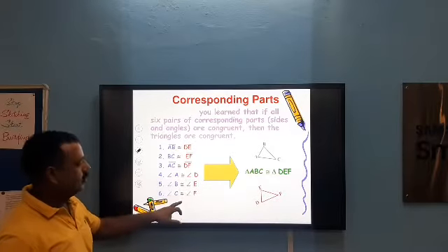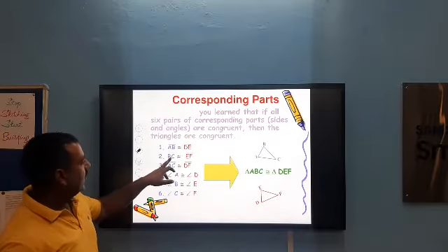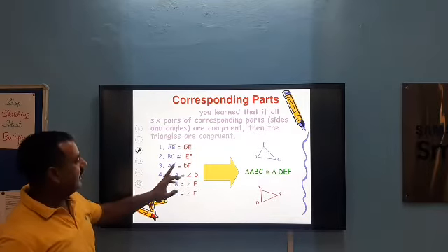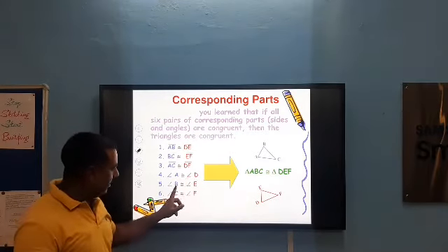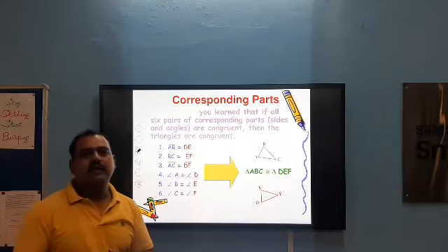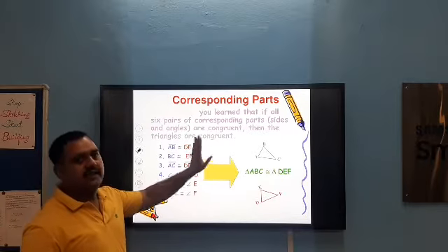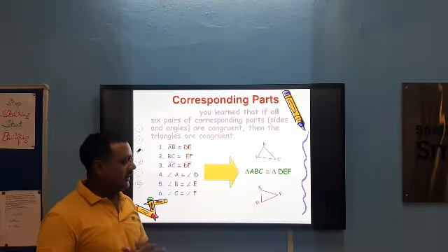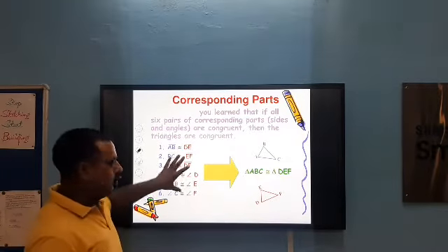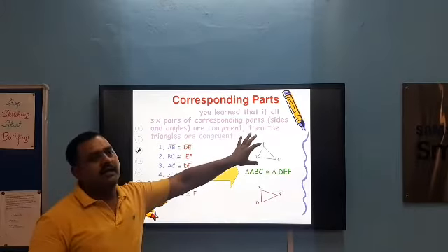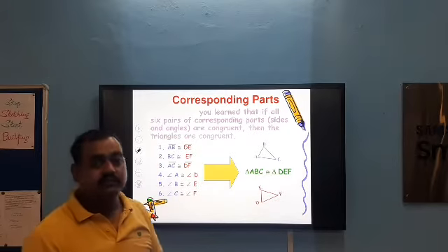Here we use the symbol of congruency. It means side AB is equal to side DE, side BC is equal to side EF, side AC is equal to side DF, angle A is equal to angle D, angle B is equal to angle E, and angle C is equal to angle F. Here 6 parts of triangle ABC correspond to the 6 parts of triangle DEF. So we need to know that all 6 parts of one triangle are equal to the 6 parts of the other triangle, but it is a very large task.